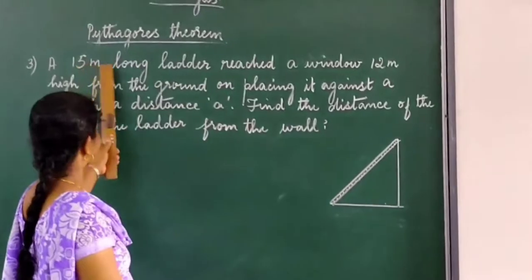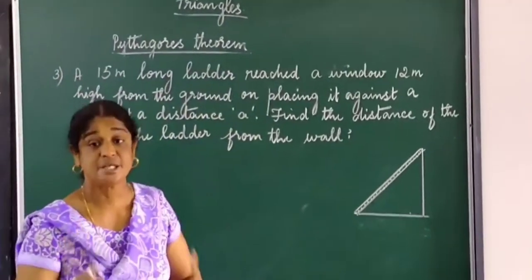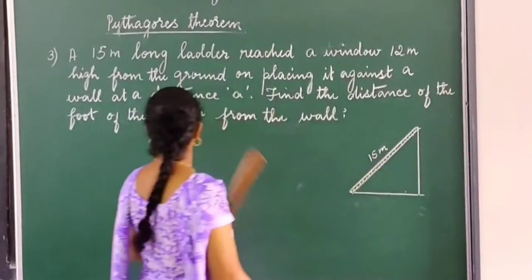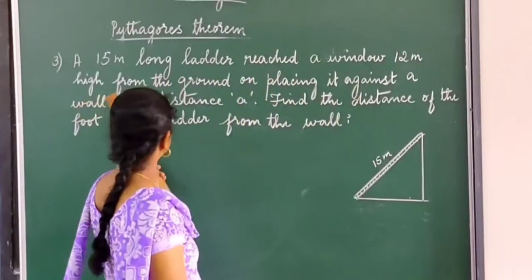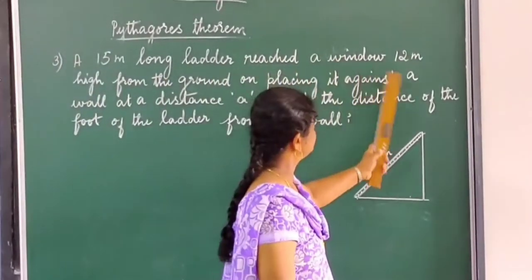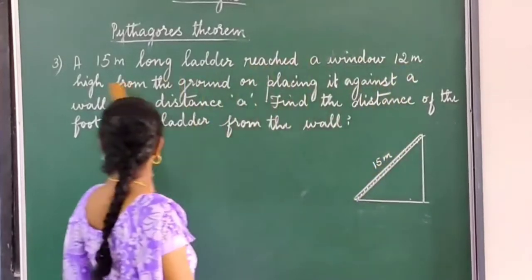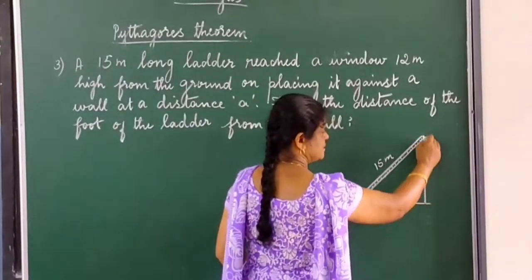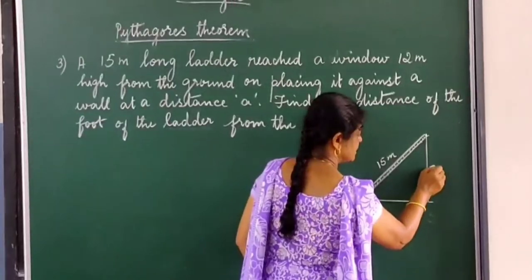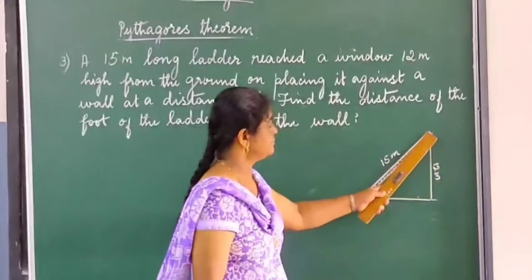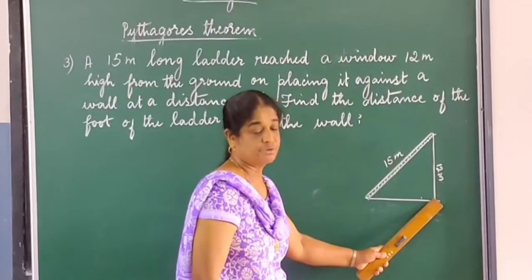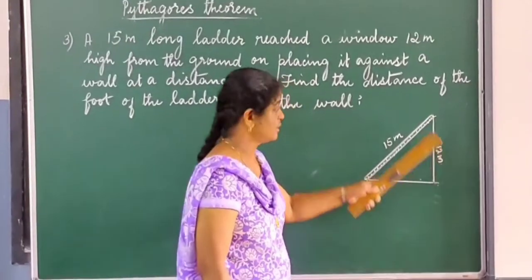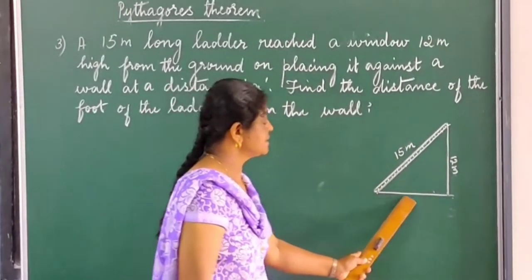Now the ladder is 15 meters long, so that is from here to here, 15 meters. The ladder reaches the window. The window is here, 12 meters high from the ground. From the top to the ground it is 12 meters. This line represents the wall, this represents the ladder, and this is the ground level.